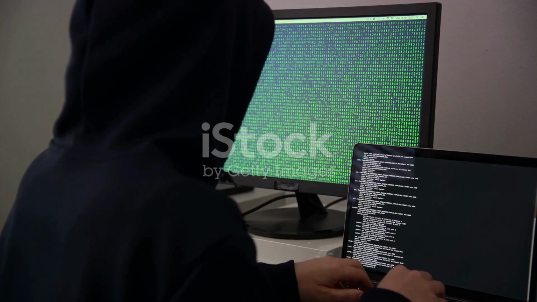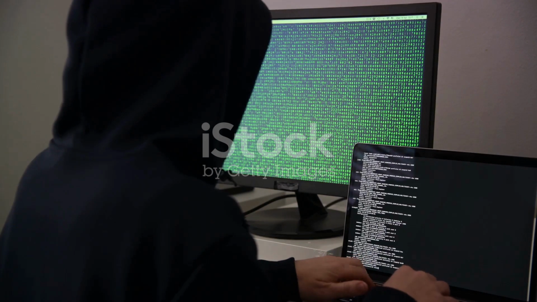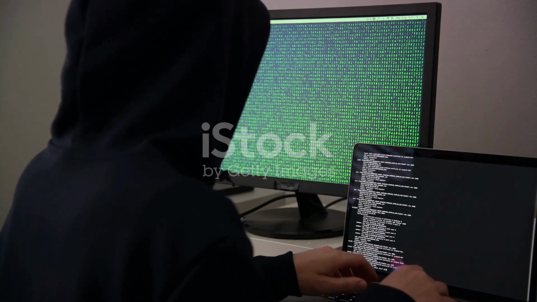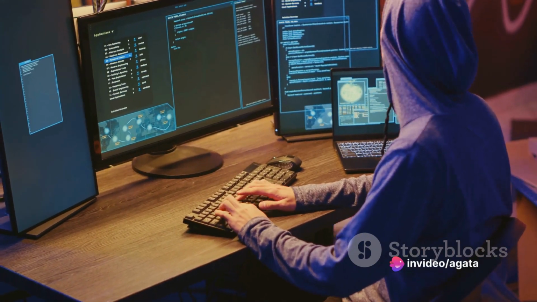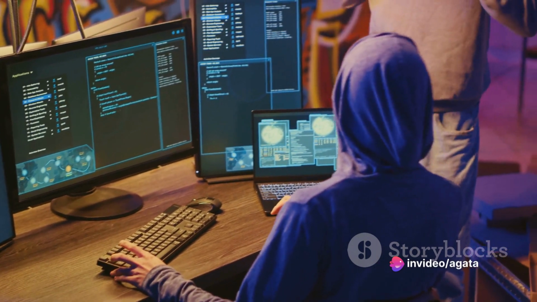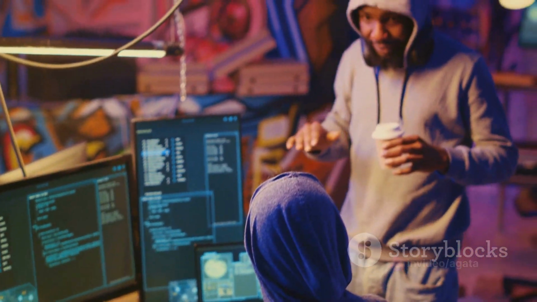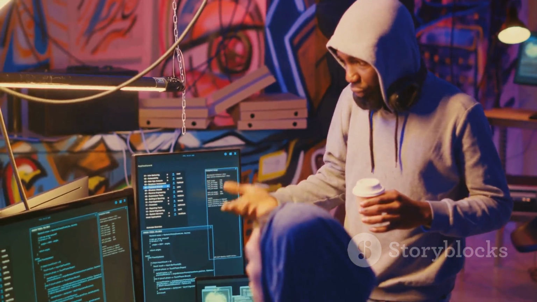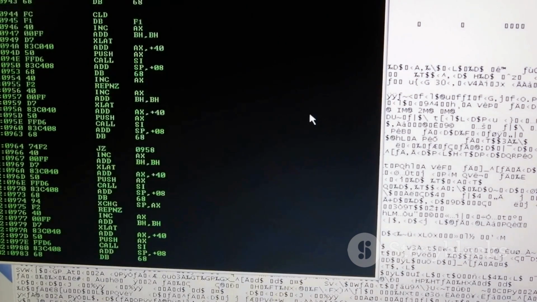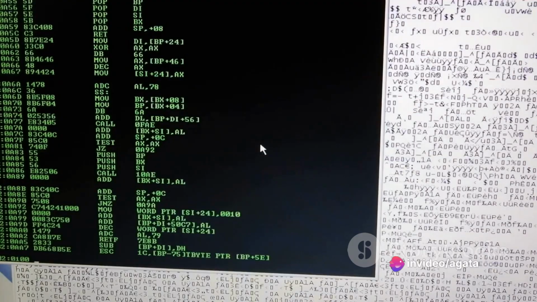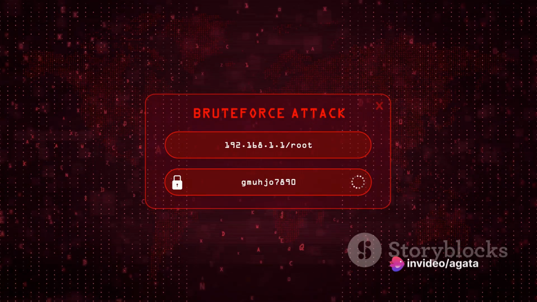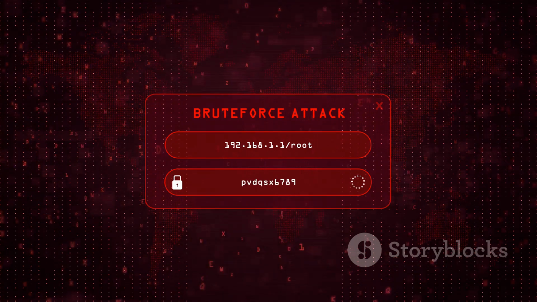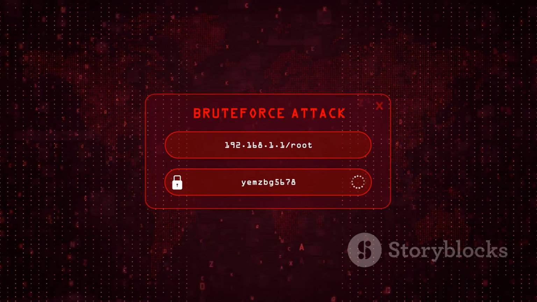This is the stage where the hacker leverages vulnerabilities discovered during the scanning phase to infiltrate the system. It's like finding the weakest link in the armor, then exploiting it to breach the defenses. One of the most common techniques for gaining access is password cracking. This method utilizes a variety of strategies, from simple guesswork based on personal information to more complex approaches like brute force attacks, where a computer program tries every possible password combination until it finds the right one.